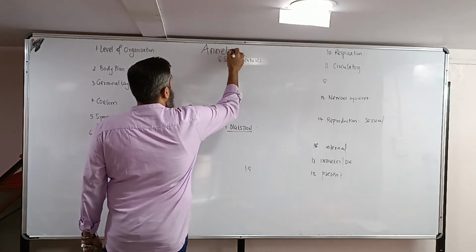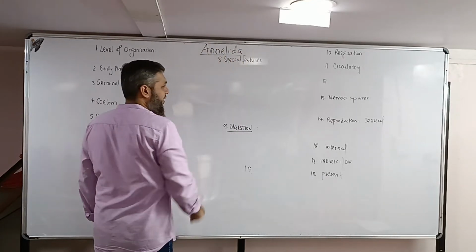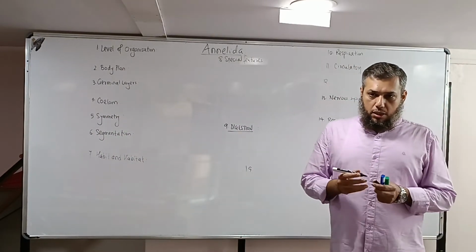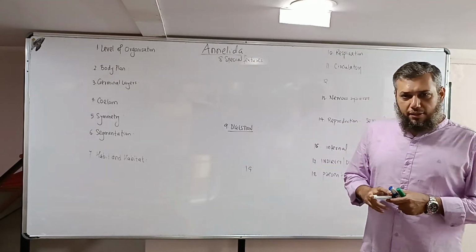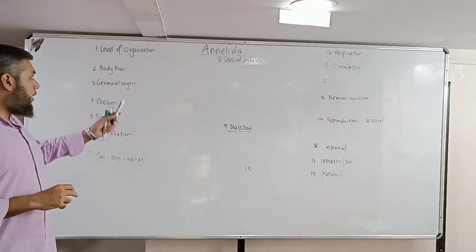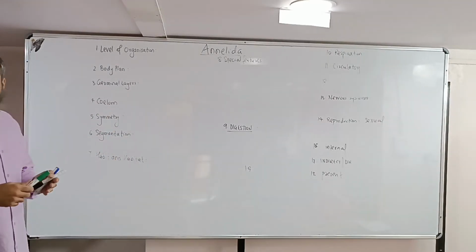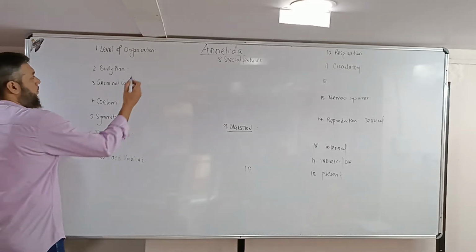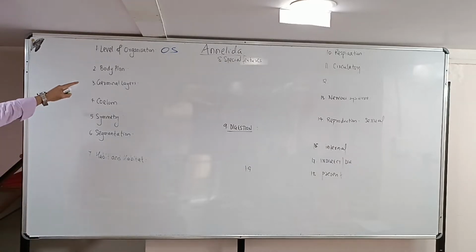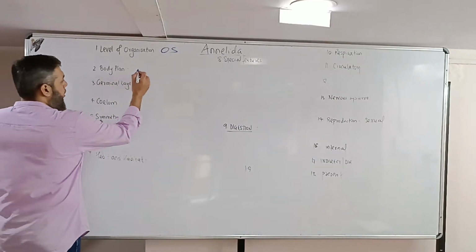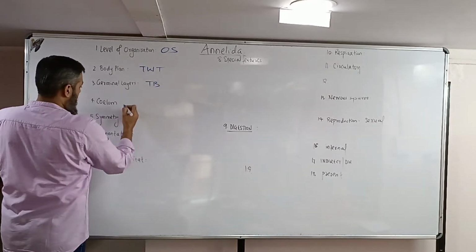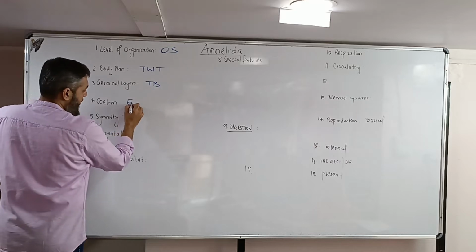Next, Annelida. What's the next phylum? Annelida. What is the level of organization? Organ system. Now write OS. As we go further, we become more and more lazy. Body plan. What is body plan? Tube within tube. What are the germinal layers? Triploblastic. Too lazy? Use coelomate.